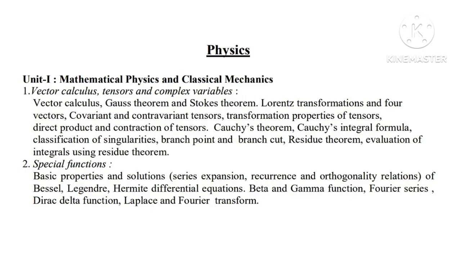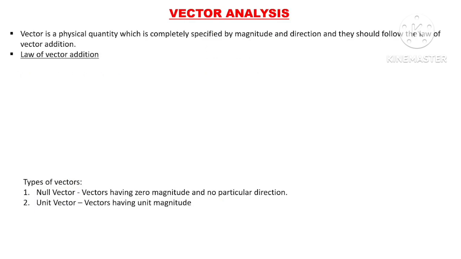So before starting the lecture, let's go through the syllabus of mathematical physics, which I have taken from, I guess, last year's syllabus. It consists of vector calculus, which includes Gauss divergence theorem and Stokes theorem as well. Then there is tensor, and we will go to complex variables after that. We will be talking about Bessel, Legendre, and Hermite differential equations, and we will wrap it up with beta gamma function, Fourier series, Dirac delta function, and Laplace and Fourier transform.